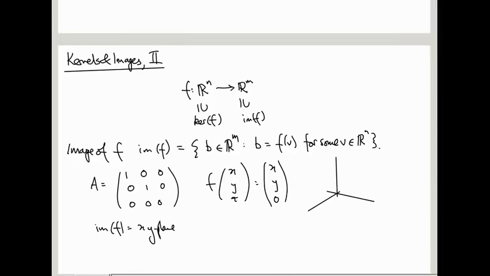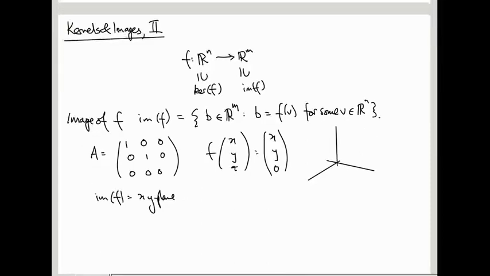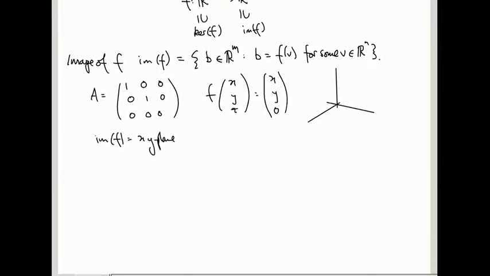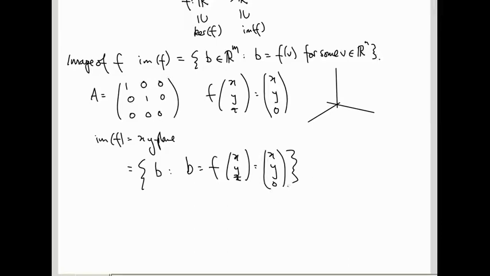Why is that? If we look at the definition, well, it's the set of all vectors x, y, 0, because those are precisely the ones that can be hit by x, y, z. Right, so let's just go from the definition. The image is the set of vectors B such that B equals F of x, y, z. In other words, it equals x, y, 0. So it's exactly the set of vectors x, y, 0, so that is the xy plane.